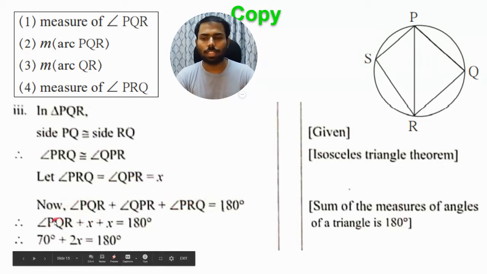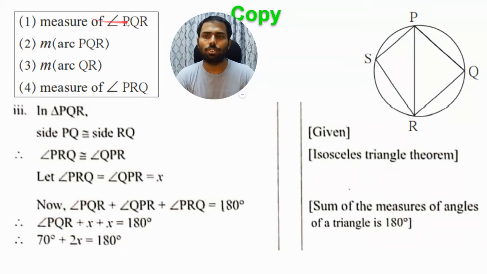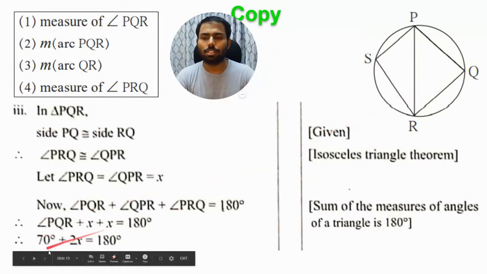अब PQR question में कितना दिया था? PQR question में नहीं, हम लोगों ने first में find out किया, right? First question में PQR को 70 find out किया था. So यहाँ पे 70 आ गया, x plus x 2x आ गया, 180 वैसे का वैसा.